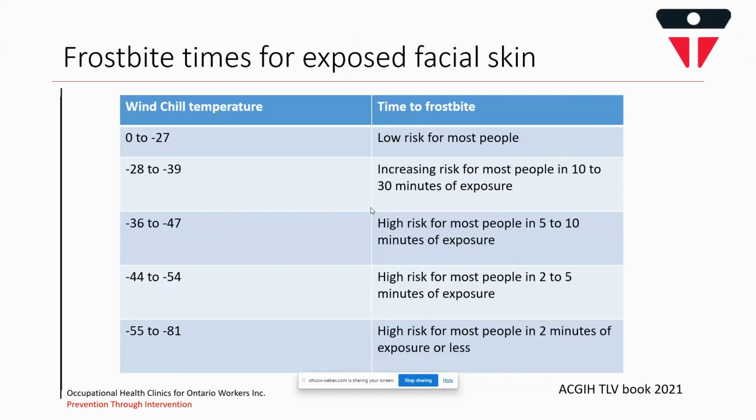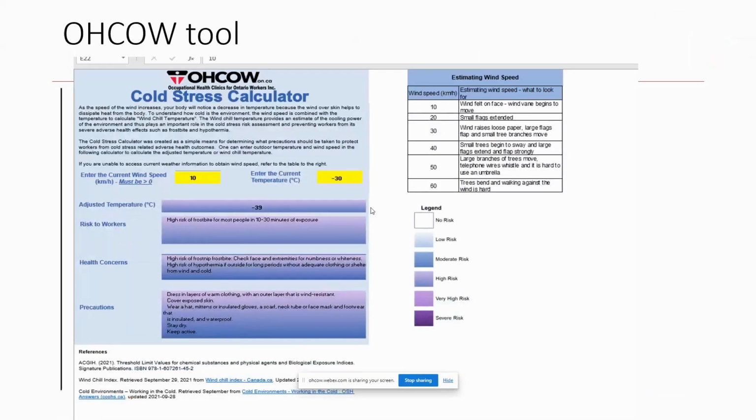So I will let Trevor go through that. So this is our OHCOW tool to find out wind chill factor and the risk levels and whatnot.